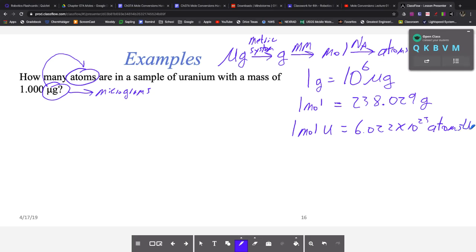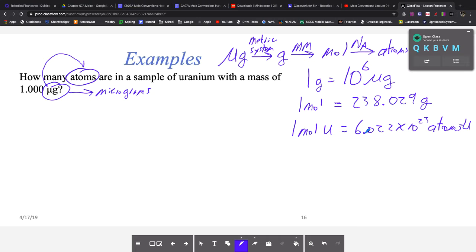Now, if the substance we were using was a molecule, was a compound, then our particles would be either molecules or formula units, right? It's not always going to be atoms when we're looking for atoms. It might have to be molecules, and then we have to change it to something else, okay? But this is atoms because uranium is an element.